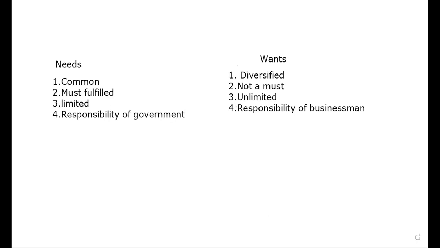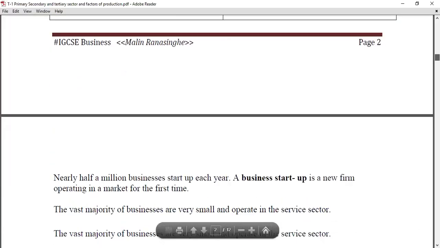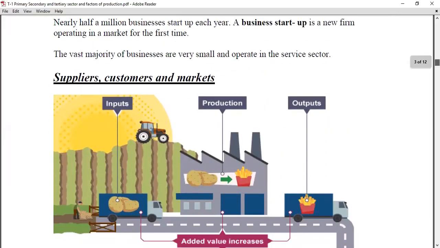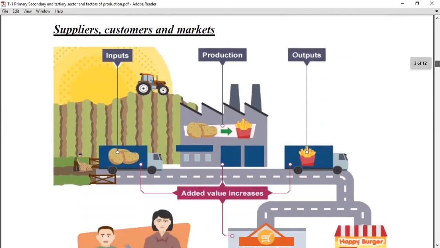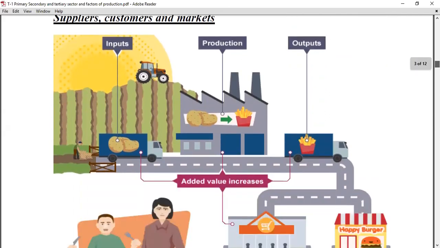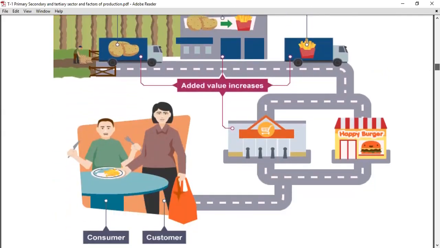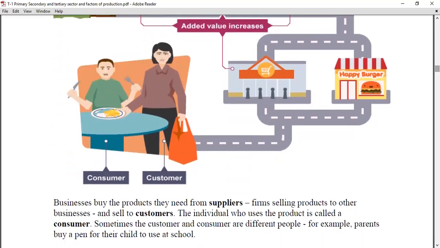And finally, we talked about the business processes, the business cycles, how business activities move on in this world. A business startup is the first time someone operates in the market, called the first startup business. Every year, about 500,000 businesses start operating in the UK alone, right? You can see these situations. We talked about the potato farm, then they produce and manufacture chips, and then it goes to the market after that. And we talked about the difference between customer and consumer. The customer is the one who actually buys the products from the business by paying money, and the consumer is the one who actually consumes it.